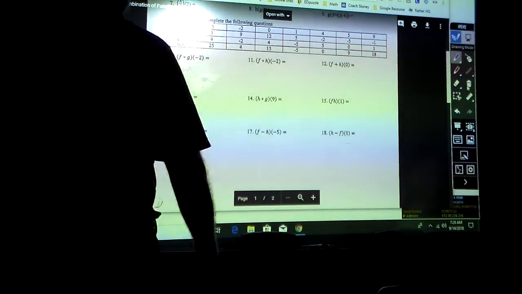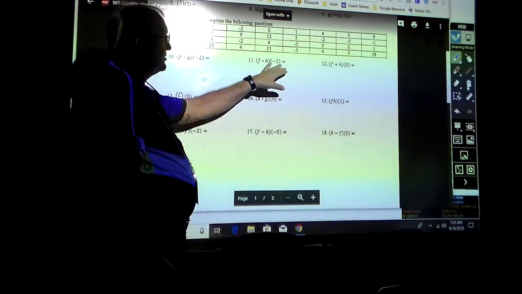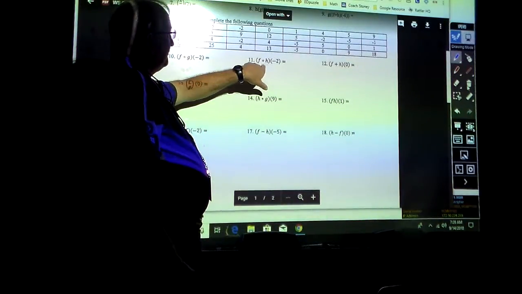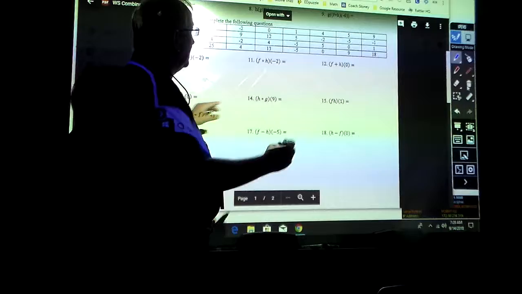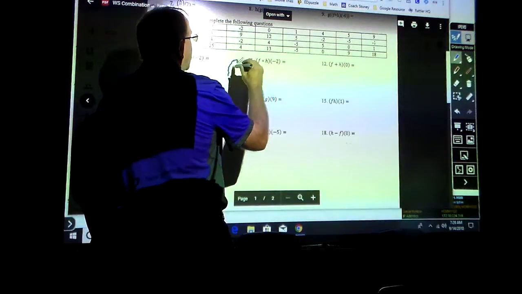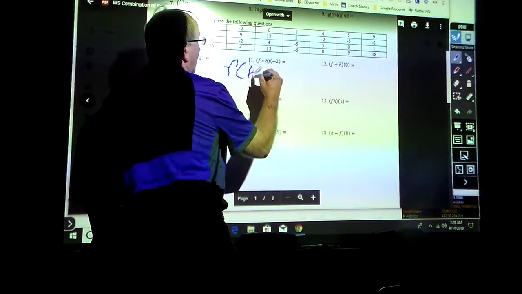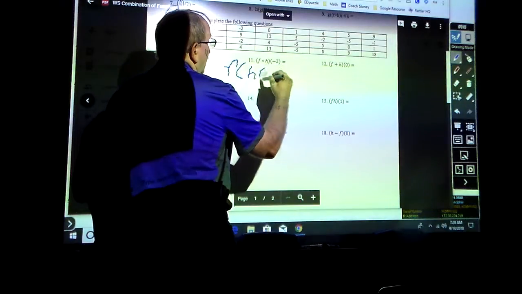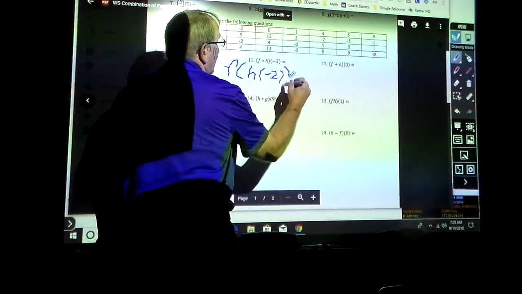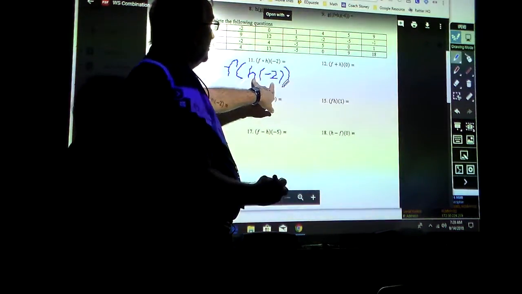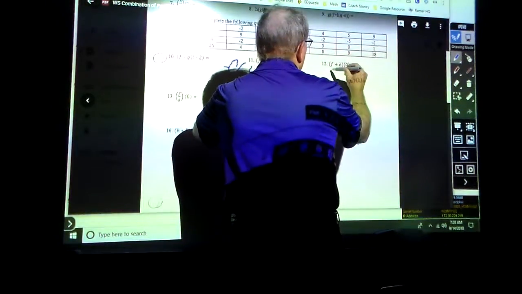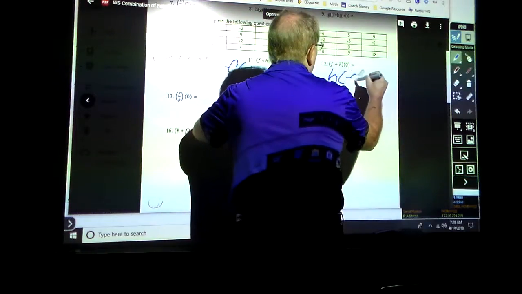All right. What this means right here is the following. It says f of h of negative 2, which is a fancy way of saying this here. It's saying take the f function and plug the h in it. That's what this is saying. So I'm going to first do h of negative 2. That's the first thing I need to find. So I'm going to find h of negative 2 here.